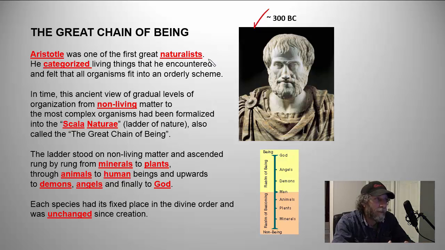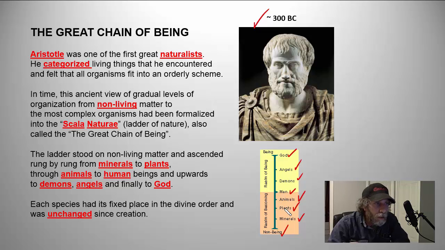So, in time, the ancient view of gradual levels of organization, going from non-living matter to the most complex organisms, was formalized into something called the Scala Naturae, the ladder of nature, also called the great chain of being. In this image down here, you can see Aristotle's Scala Naturae, going from non-being, sort of inanimate objects, up to minerals, plants, animals, and then humans. Now, interestingly, note that he had demons and angels and God also in the chain. So the ladder stood on non-living matter, and it ascended rung by rung from minerals to plants, through animals to human beings, and then upwards to demons, angels, and finally to God.